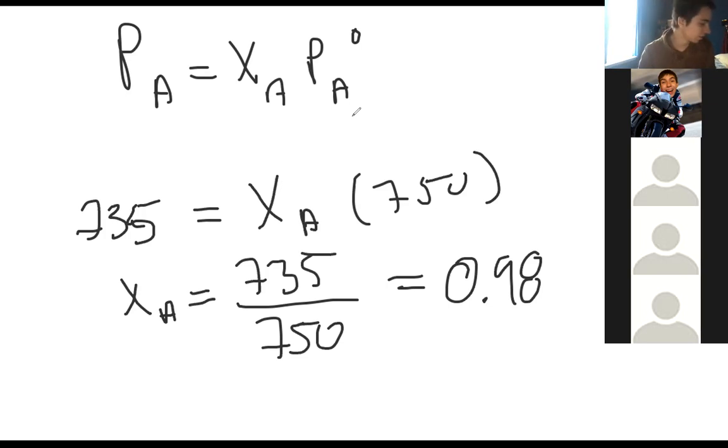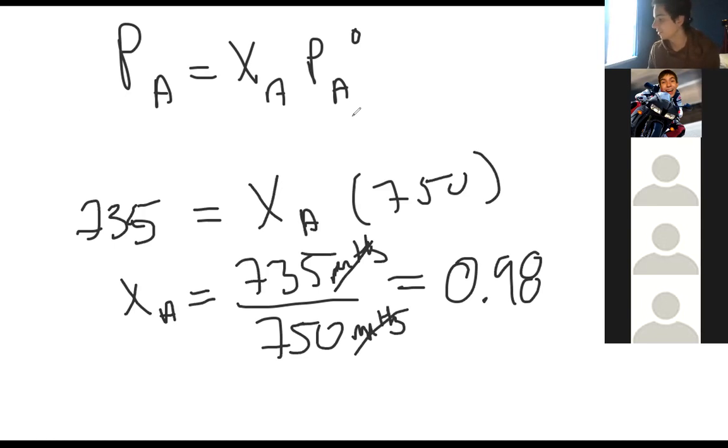And what's the unit if there's one? There would not be one because we have millimeters mercury over millimeters mercury. They both cancel. And then mole fraction is moles over moles, and those cancel as well. So your mole fraction would just be 0.98.